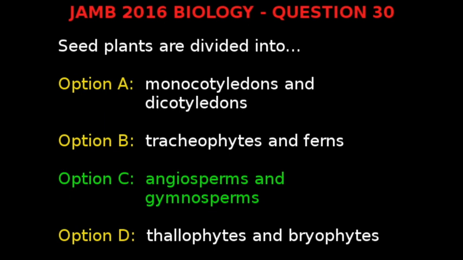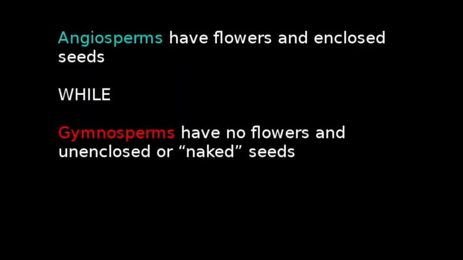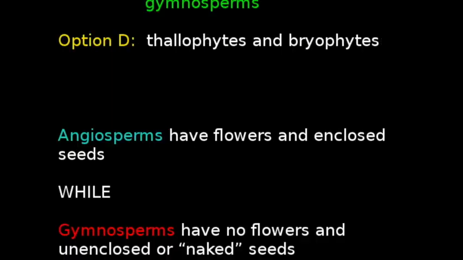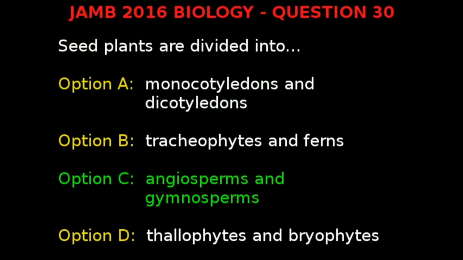Seed plants are generally classified into two, angiosperms and gymnosperms. Angiosperms, also called flowering plants, have seeds that are enclosed within an ovary, usually a fruit, while gymnosperms have no flowers or fruits and have unenclosed or naked seeds on the surface of their scales or leaves. So, seed plants are divided into angiosperms and gymnosperms.